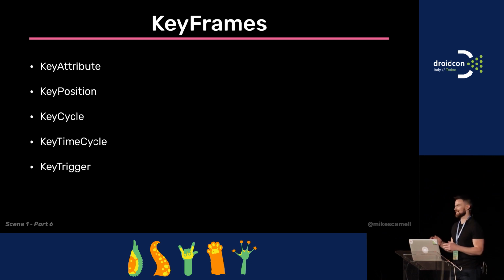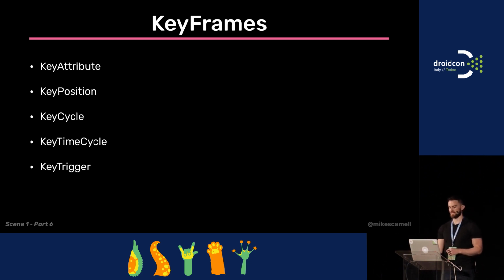Key attributes work on changing an attribute at a certain time. Think of changing the color of a button from white to red at, say, around frame 50. You can also set custom attributes on them, which we're going to see in a bit. Key position allows you to modify the path of a view during the transition. We'll explore this more later.